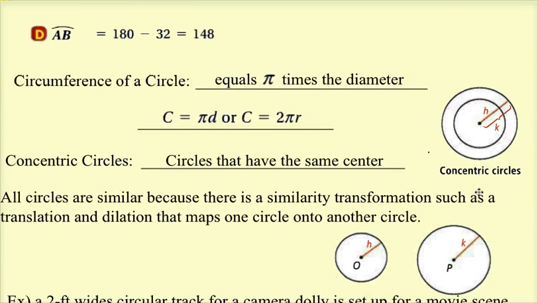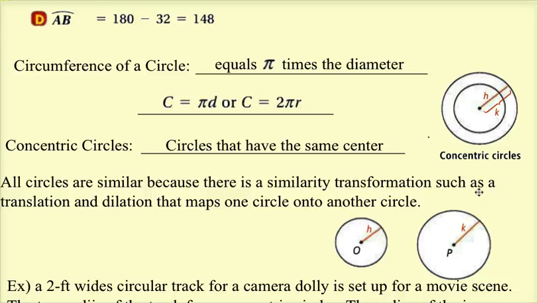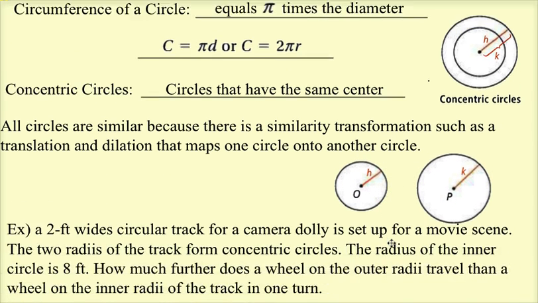An important thing to remember, all circles are similar because there is a similarity transformation, such as a translation and dilation, that maps one circle onto another circle. Okay, so all circles are similar. What I did is I translated this, I moved it over, and I dilated it. So these two circles are similar to each other. The radiuses are different, okay, but they're similar to each other.